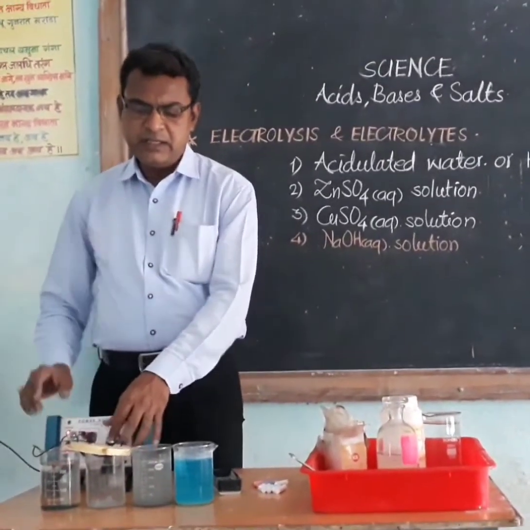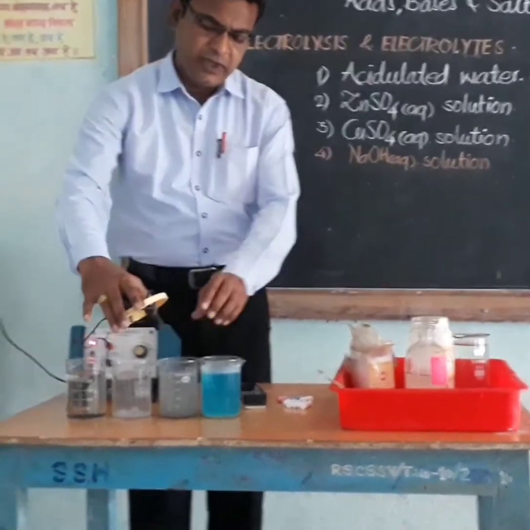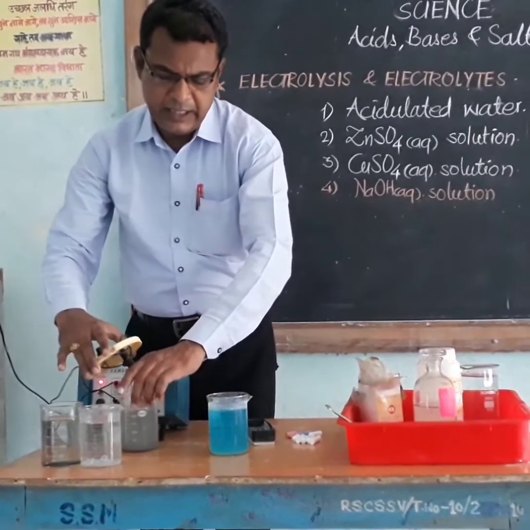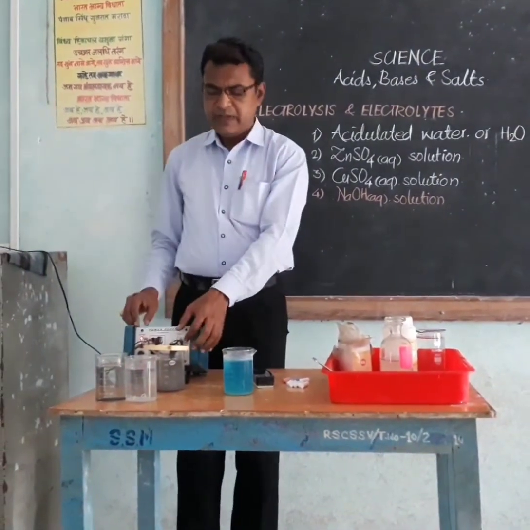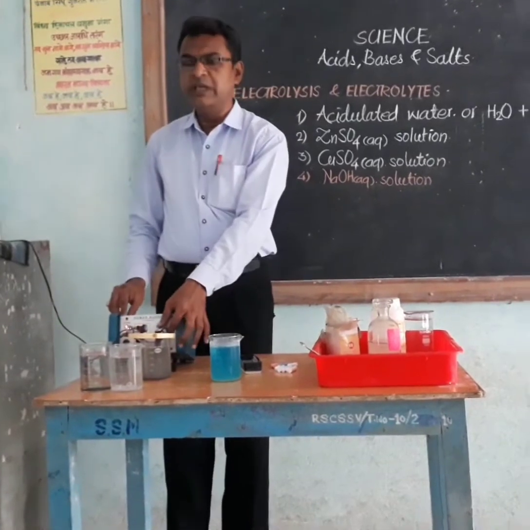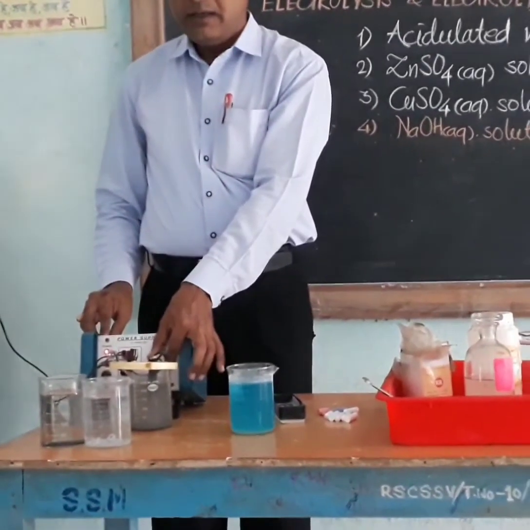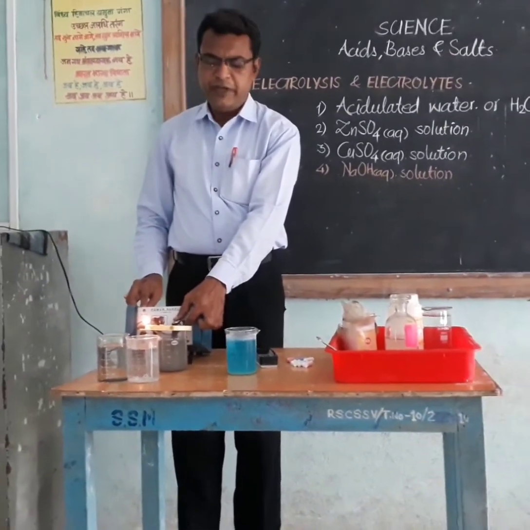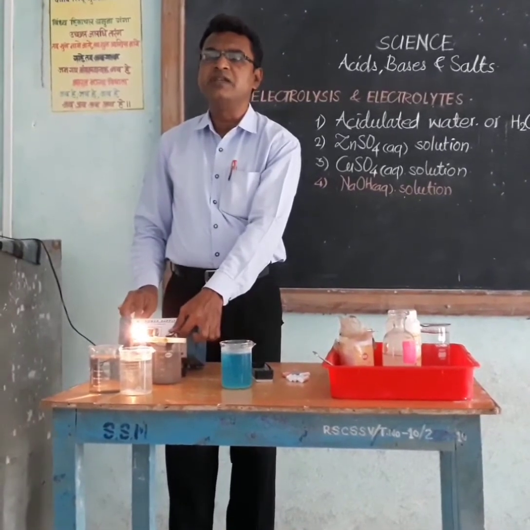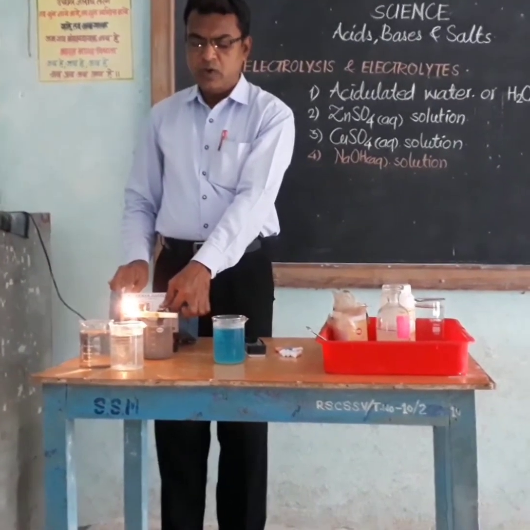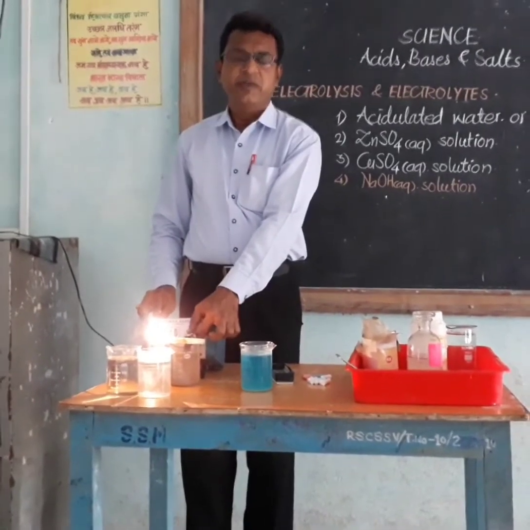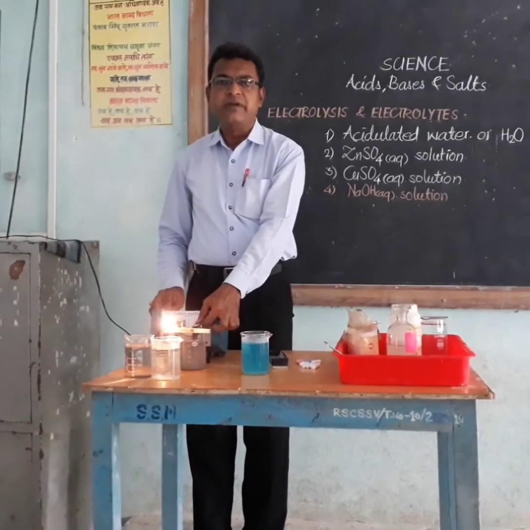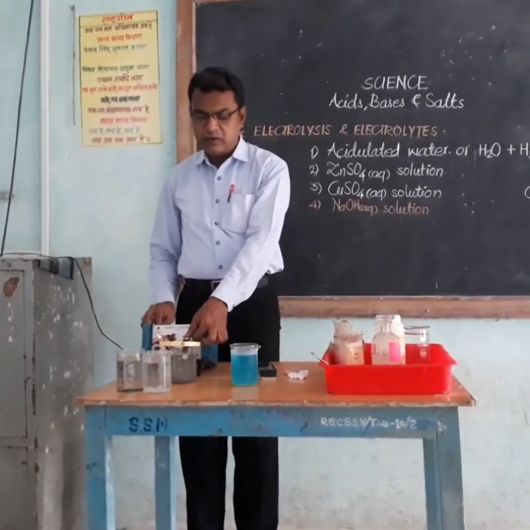Now let us keep this setup in the third beaker containing the solution of zinc sulfate, and let us observe what will happen. See, the bulb is glowing but the glow is very little. Now let us apply more potential difference. Now the glow of the bulb has increased. If we increase the potential difference further, the glow of the bulb increases again. Okay. So from this we can infer that zinc sulfate solution also acts as an electrolyte.